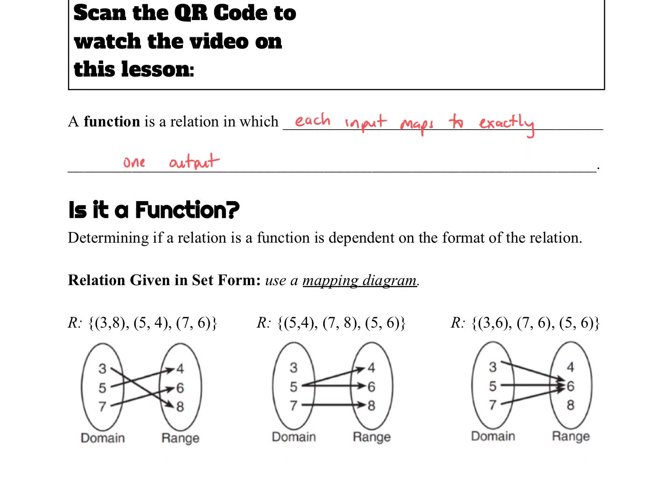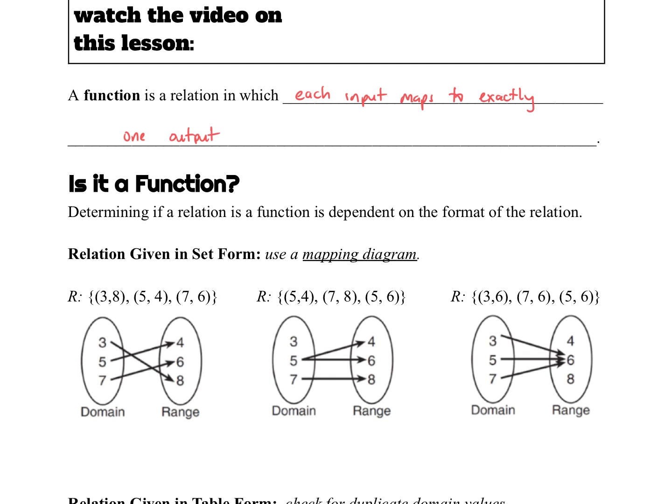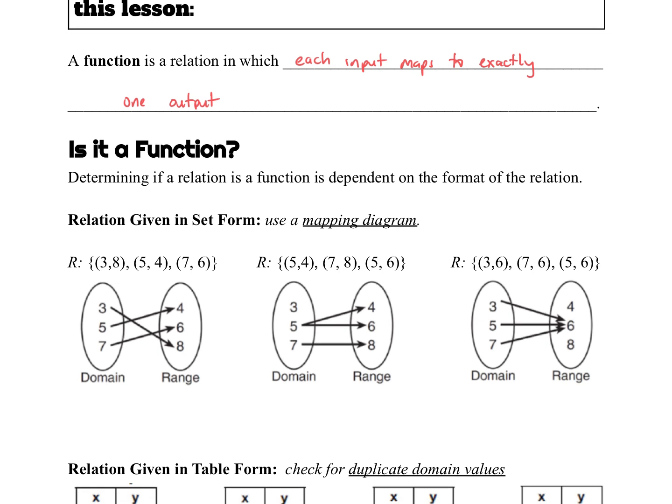So when I use the word input, I'm talking about your x values, your domain values. And when I use the word output, I'm talking about your range values, your y values. So if you're given the relation as a set of points, and you are tasked with determining if it's a function or not, what you want to do is set up what's called a mapping diagram. A mapping diagram is these two ovals where we take our x values and we list them on the left-hand side, and we take our y values and we list them on the right-hand side.